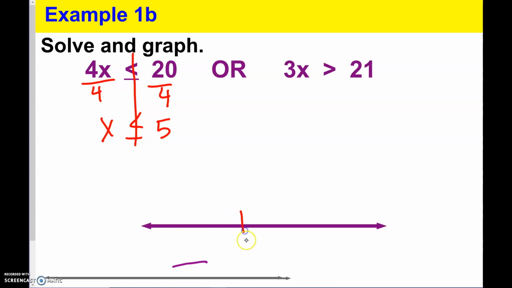Now, if you want, you can go and graph this one right now, or you can wait until the end. It doesn't really matter. But I'm going to put my 5 here, and I have a less than or equal to. Because I have that equal to sign, I'm going to shade this in, and it says any number less than 5, and less than goes this way. Okay, now I'm going to go do the other problem over here.